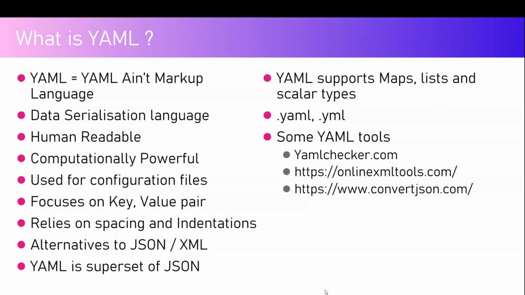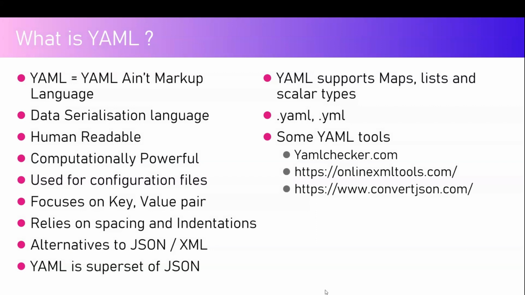Now, YAML is basically human readable. So it is much more human readable than the JSON or the XML file. Now, when JSON and XML were introduced, it was this gold standard whereby people used to refer to those files and people were able to decipher the information out of the configuration or the data file. Now, this file can be opened in any text editor. YAML is computationally very powerful. It is mainly used for configuration files.